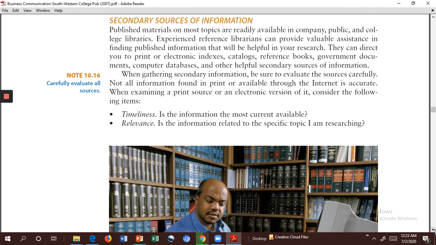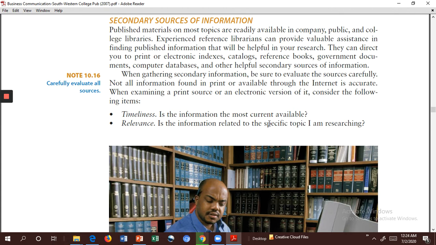Now, when you are extracting information from a magazine or any secondary source, any published material, in that case you need to evaluate that source, and you can evaluate the source by looking at its timeliness. Is the information you're getting the most current available? If the source is obsolete, let's suppose something written in the 18th century, it may not be relevant today. So you should not be using information from that source. So timeliness is very important.